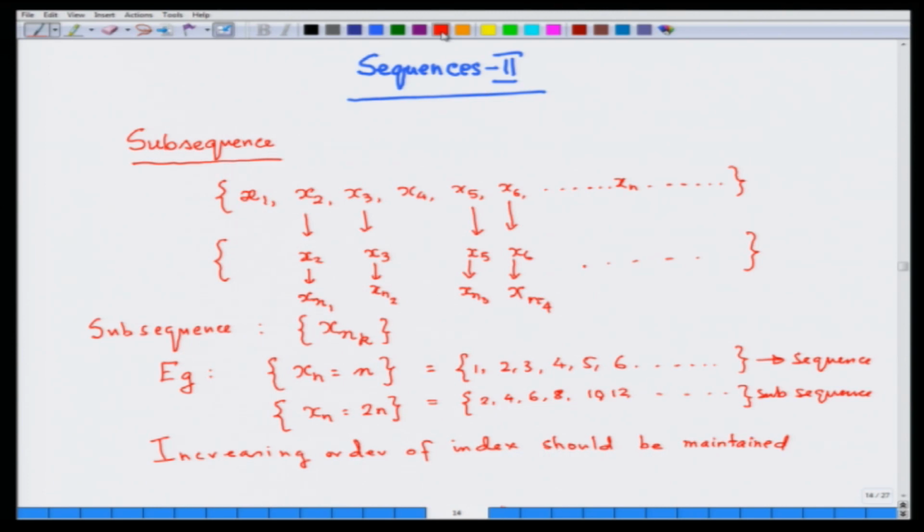But remember that here I have to maintain the order of the indexes 2, 3, 5, 6 and so on. The increasing order of index has to be maintained. If I say first put x6 and then I put x2 and then I put x12, it is not a subsequence, and this is a very important point. If you do not maintain this point, then you can't play with the subsequence. So, playing with the subsequence is a very, very important game that mathematicians play, and that has to be kept in mind.